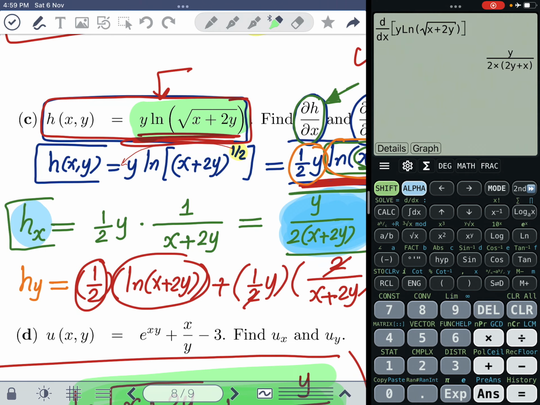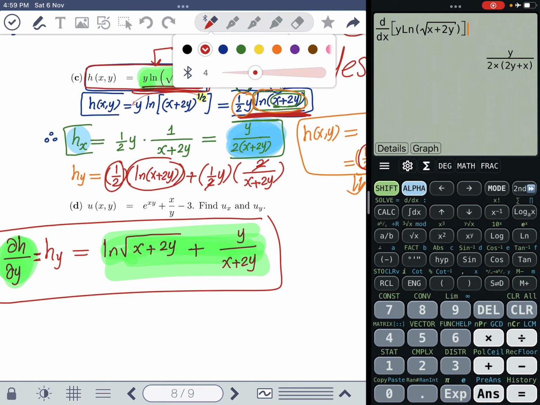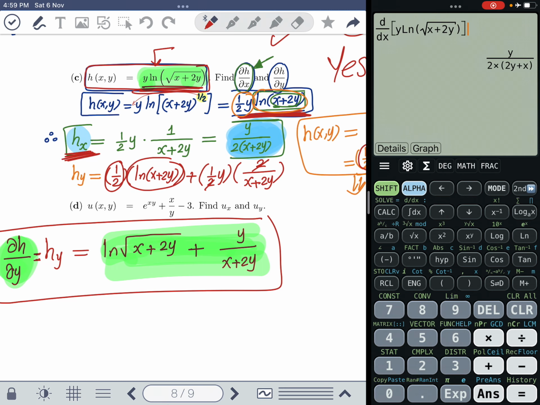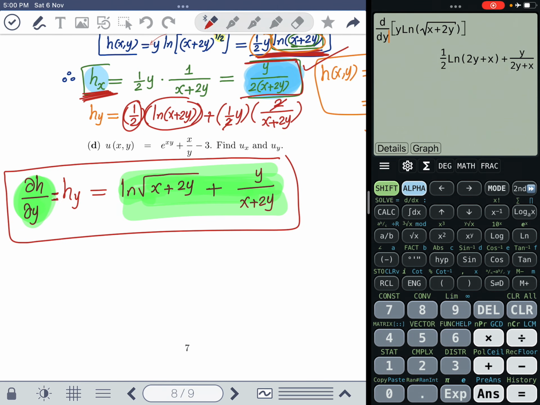Yeah. So is this the answer that we got for x? So let me just remind you. For h sub x, we got this as the answer. Y over, so y, yes, over 2 times x plus 2y. Correct. Very nice. I just will keep it so you can see. This is the correct answer. And for y, we'll go back, instead of with respect to x, we'll put with respect to y. And now let's see. Yes.